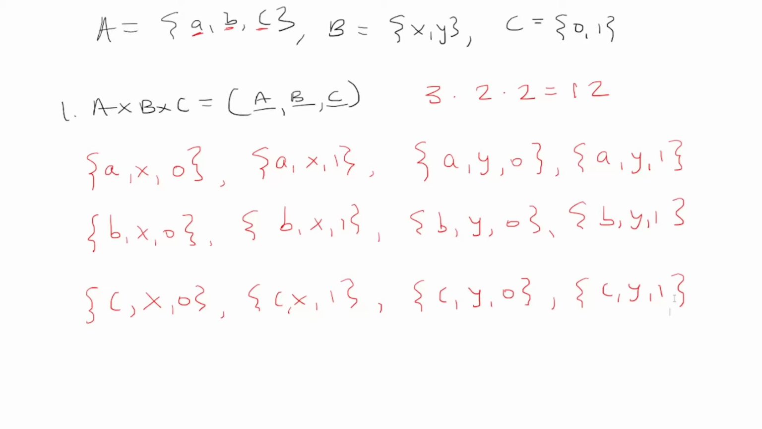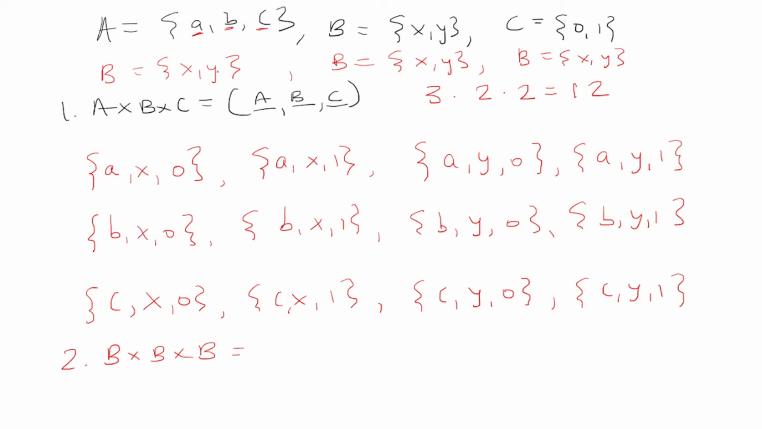Now let's move on to B cross B cross B. So for this one, we're only going to be using the set B 3 times. So what might be easier is if we just write this out 3 times. Okay. So there's 2, 2, and 2. So 2 times 2 times 2 is 8. We should get 8 of these.